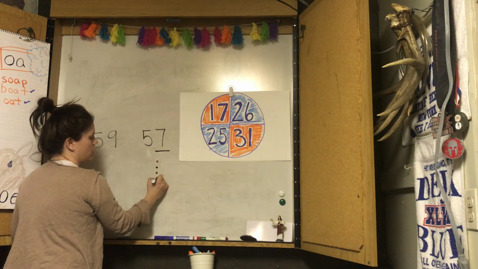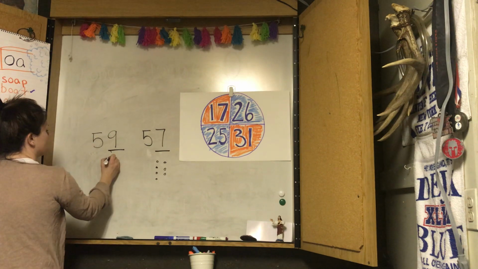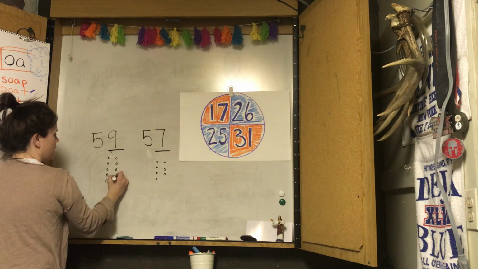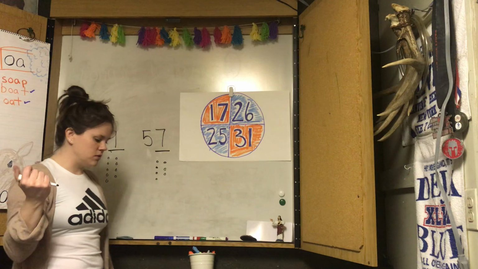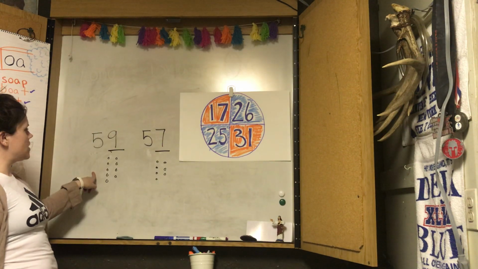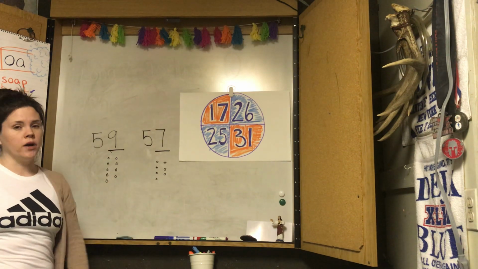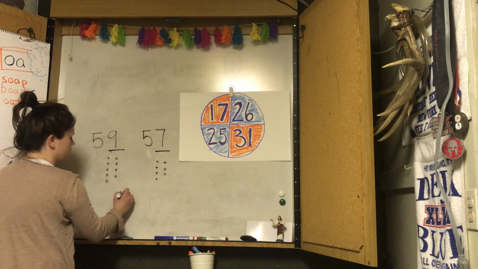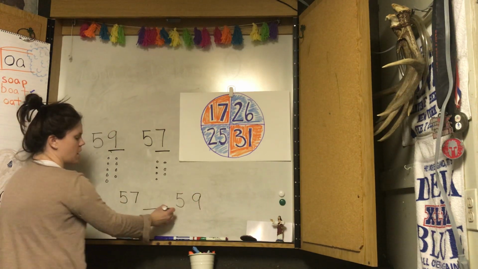1, 2, 3, 4, 5, 6, 7. The value of this one is 9. 1, 2, 3, 4, 5, 6, 7, 8, 9. Well, if I was to ask you which number is greater, well then the answer is 59. If I was going to ask you to put these numbers in order, you would start with 57. And here's 59. What would the missing number be in between them?